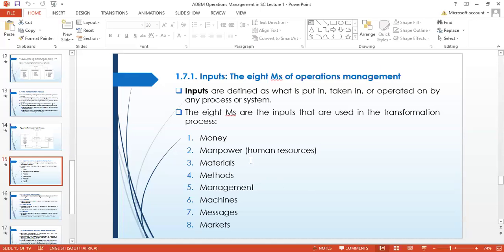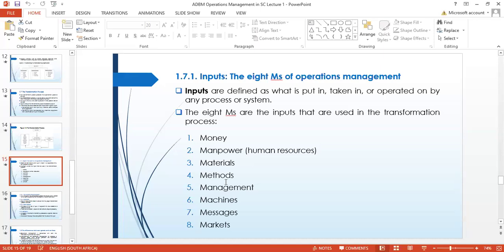Materials, number 3, we are talking of the stock from which goods are made. Before the final products are made, the business is going to acquire raw materials. These are the materials. It's going to acquire the stock. So the operations manager works with the purchasing department to ensure that the materials obtained are of good quality for the business to come up with a good quality final product.